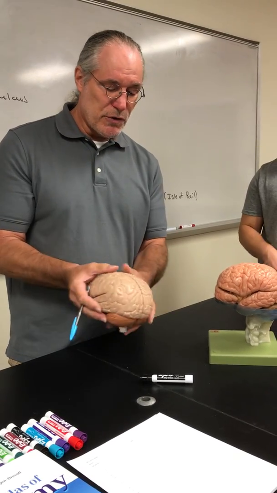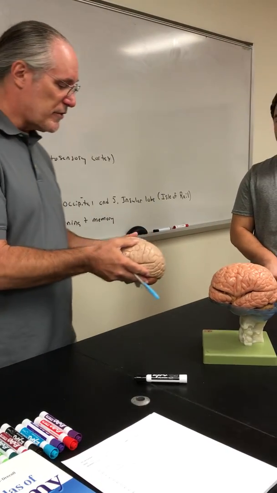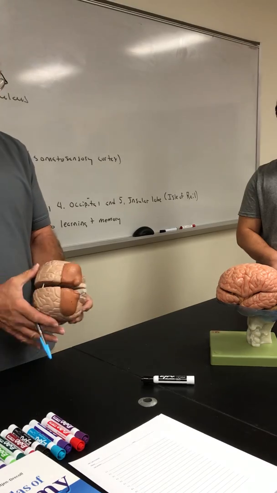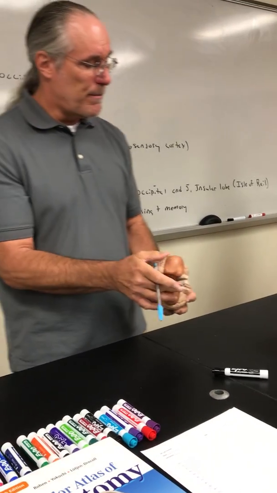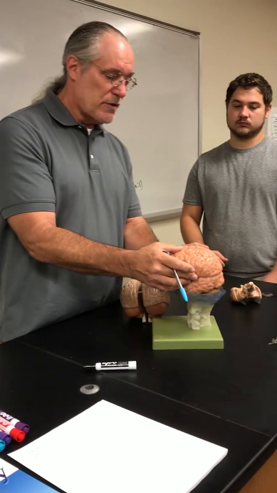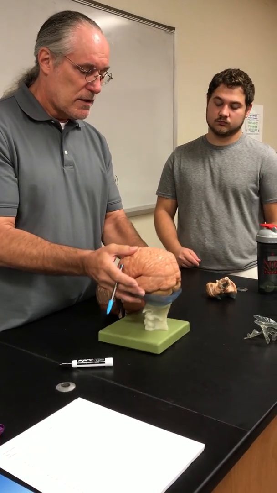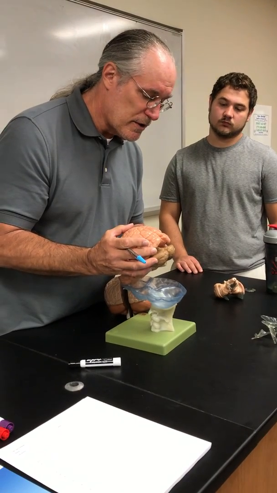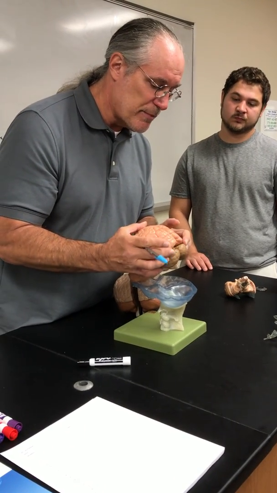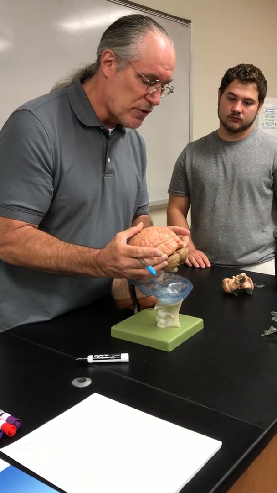We have the longitudinal fissure, which is this one, separating the cerebral hemispheres. Then we have the transverse fissure, which separates the cerebral hemispheres from the cerebellum. So here's your longitudinal fissure here, right? And then between your cerebellum and your cerebral hemispheres here, this would all be transverse fissure.